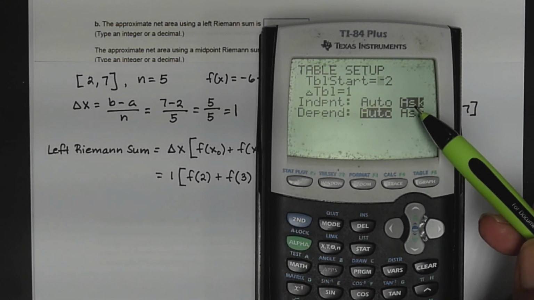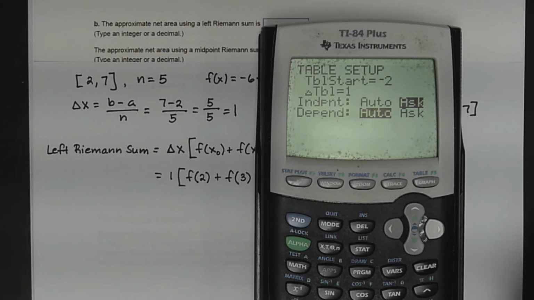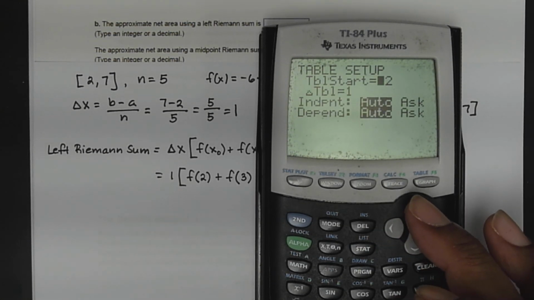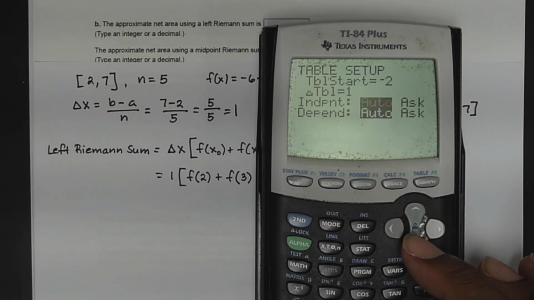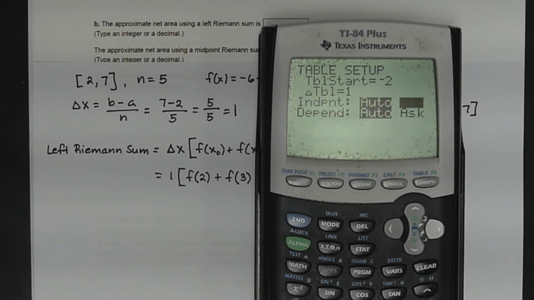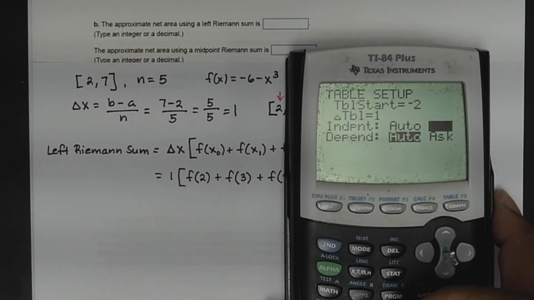You want to make sure that the independent variable setting, ask, is highlighted. In case it isn't, if your screen looks like this after pressing second table set, use your down arrow key to go to independent, then the right arrow, and press enter to highlight the word ask. Because you want the calculator to ask you what values of x you need for that function f of x equals negative 6 minus x cubed.